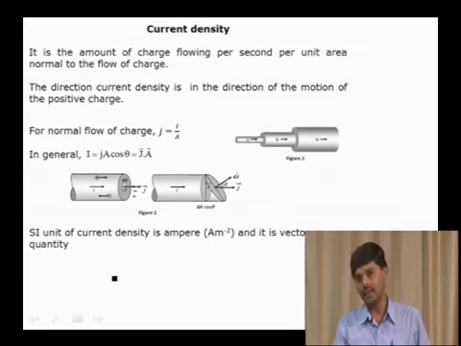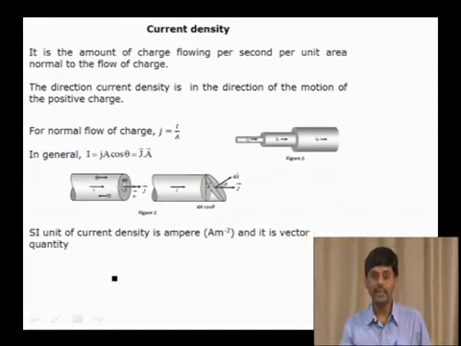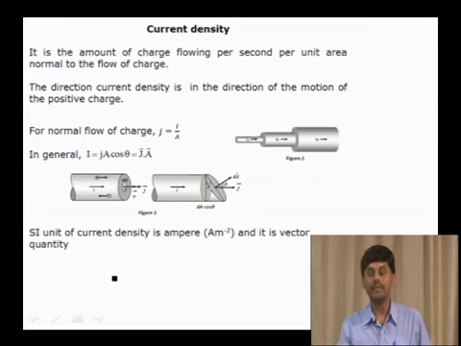Next, current density. See, it is the amount of charge flowing per unit area normal to the flow of the charges. The direction of current density is in the direction of the motion of the positive charges. For normal flow of the charges, J is equal to I by A, meaning current per unit area. In general, we take I is equal to J A cos theta, that is, vector J dot vector A.